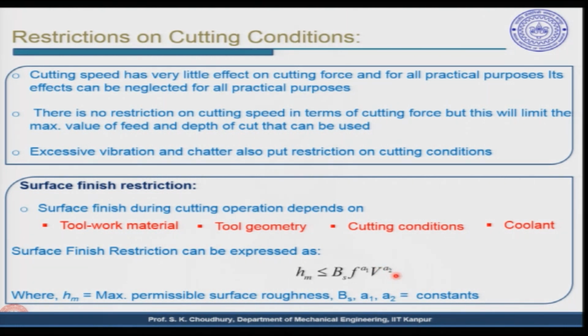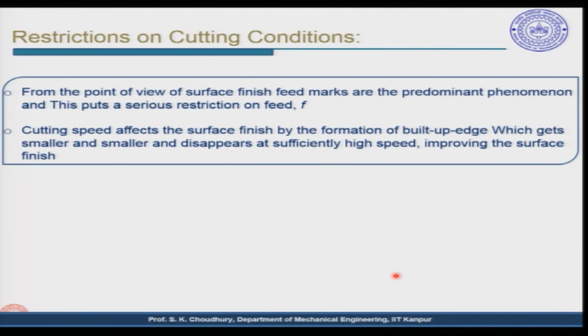Okay. So, this is what we mean by the restrictions on the cutting components, and whatever you have calculated from the economics of machining, they have to be adjusted to a certain extent, so that these criteria are satisfied. Okay. Whatever I said is written here, so you can read them, all right.